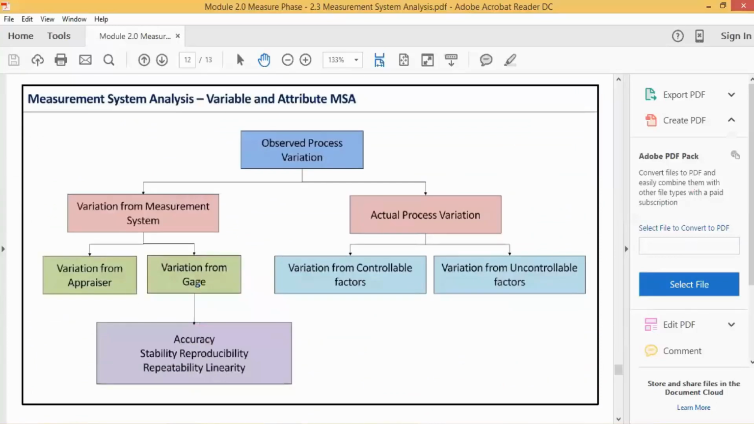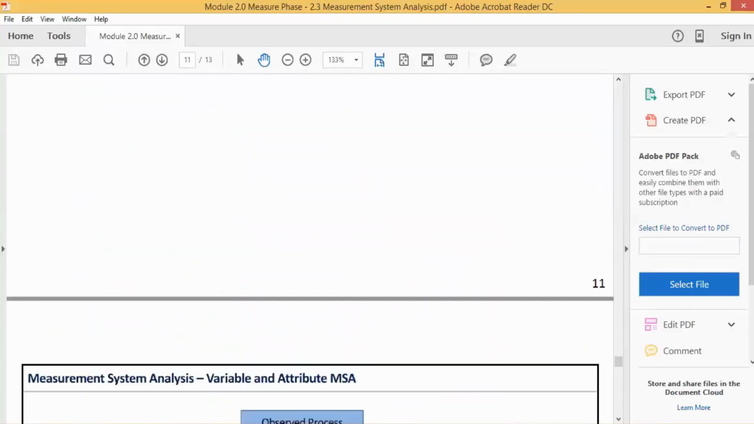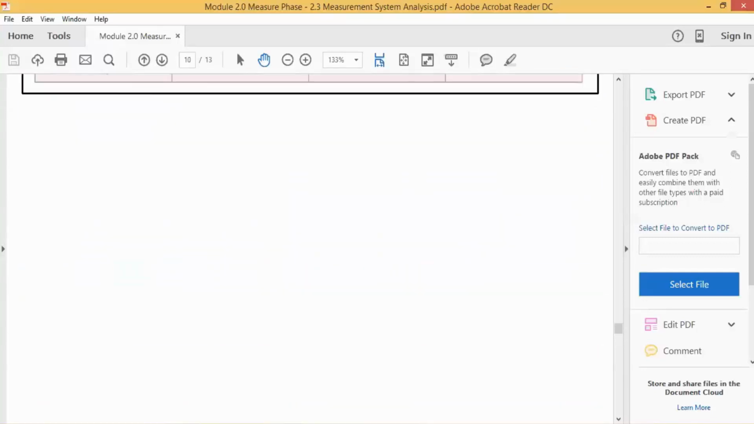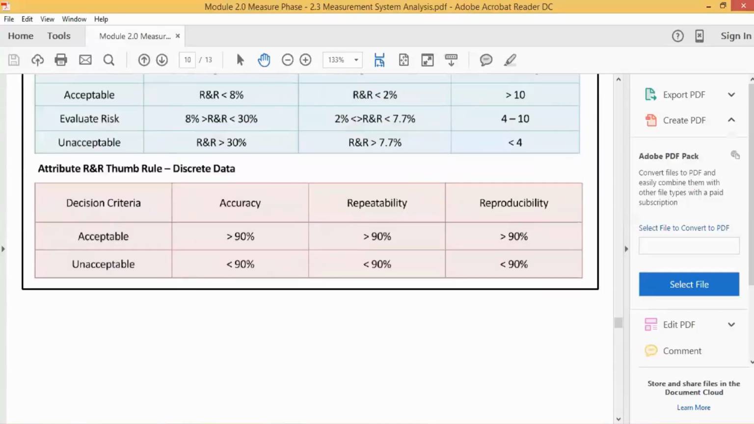Sir, in the previous slide, the gauge R&R and the second one for the discrete data was mentioned as attribute R&R. So are they different methods in which it is being measured, or is that just how it is named?